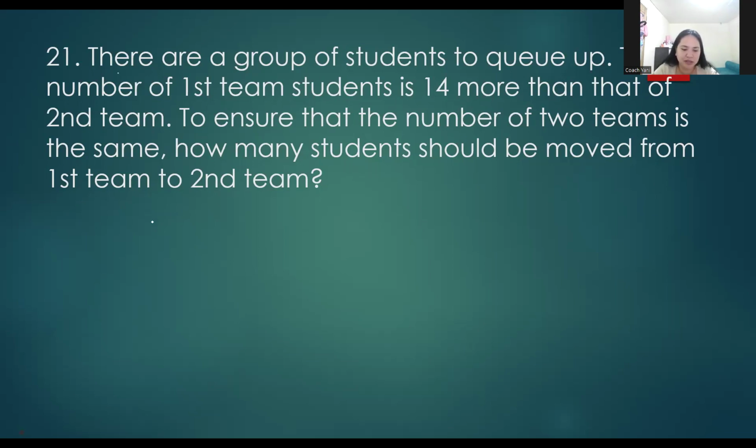Actually, you don't need to guess na. You just have to take the difference between the first team and the second team, which is 14, right? And then you just have to divide it by 2, dividing it equally. So divided by 2, the answer would be 7. So that means first team would have to give second team 7 members so that they will be equal. Ta-da! That is 7. Very good, everyone.